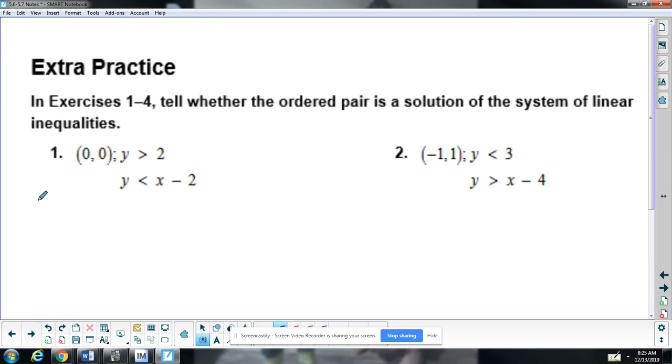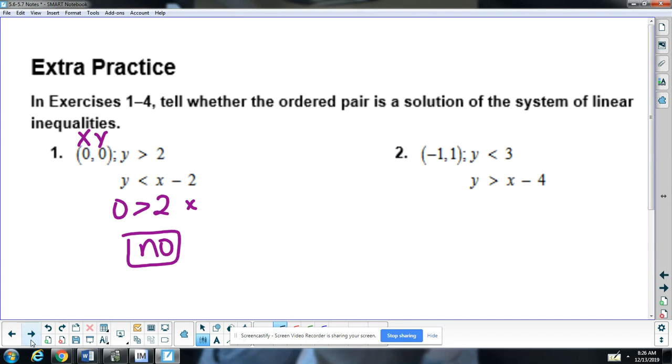So jumping into some practice, we're going to tell whether the ordered pair is a solution. We're going to do the same thing that you did yesterday. We know that that first number is x and the second number is y. So we're going to put in 0 for x and 0 for y and see if it's true. Now, in order for this to be a solution, it has to work with both inequalities. So I'm going to put a 0 in for this y and then bring everything else down. Greater than 2. Is 0 greater than 2? No, it's not. It's less than. So I don't even have to check that second inequality. I'm done. It didn't work for the first one. It has to work for both, so it's not a solution.